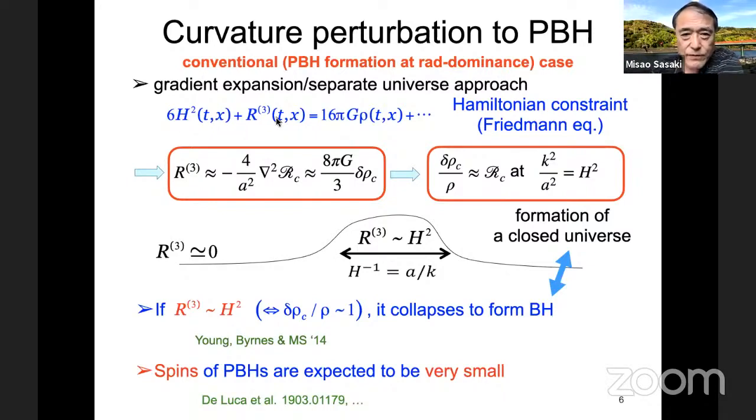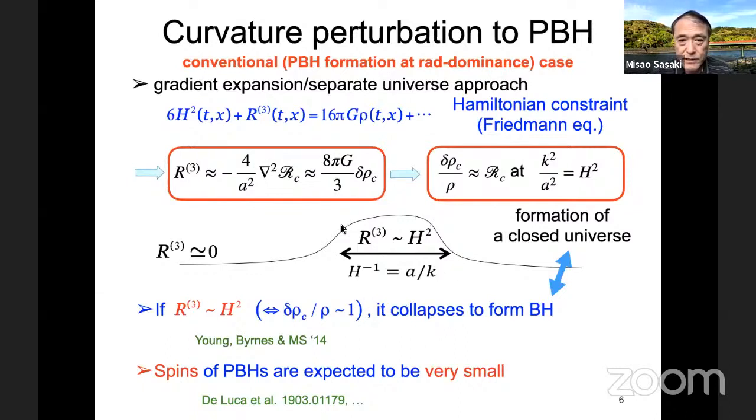So for a universe to collapse, you need to go through the stage where the three-curvature equals the Hubble square. Now, if this happens exactly at the horizon scale, then you essentially have some sort of closed universe in some patch of the universe, and that can just collapse as a closed universe does, which collapses in the end. So in this way, you can understand how the primordial black hole is formed, at least in the radiation dominant stage.